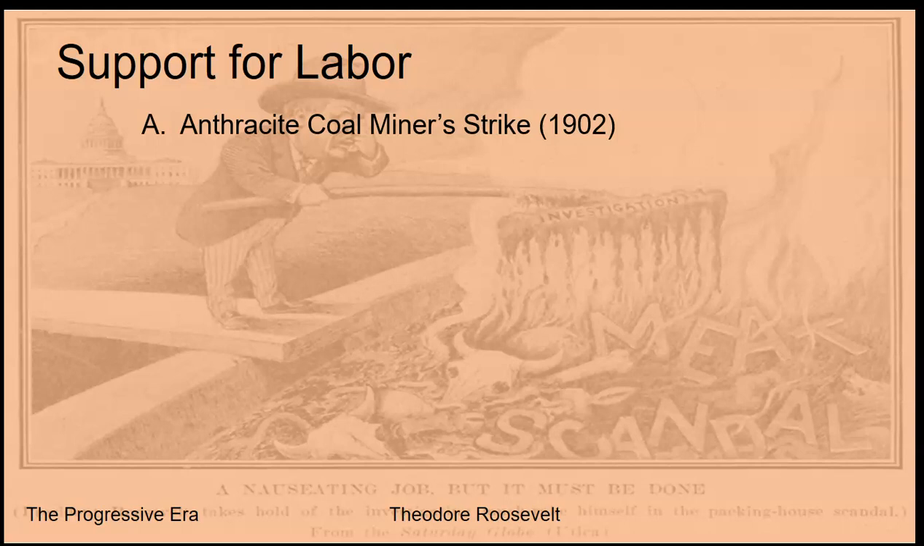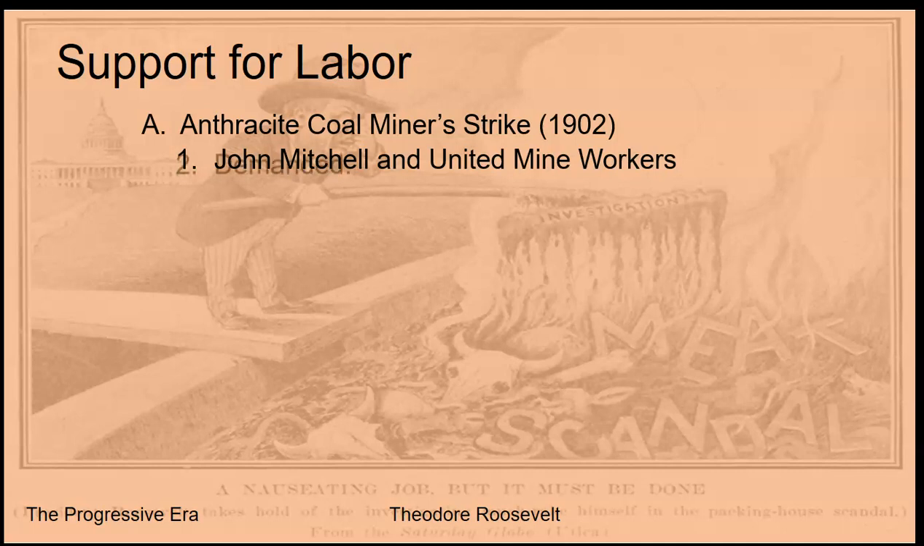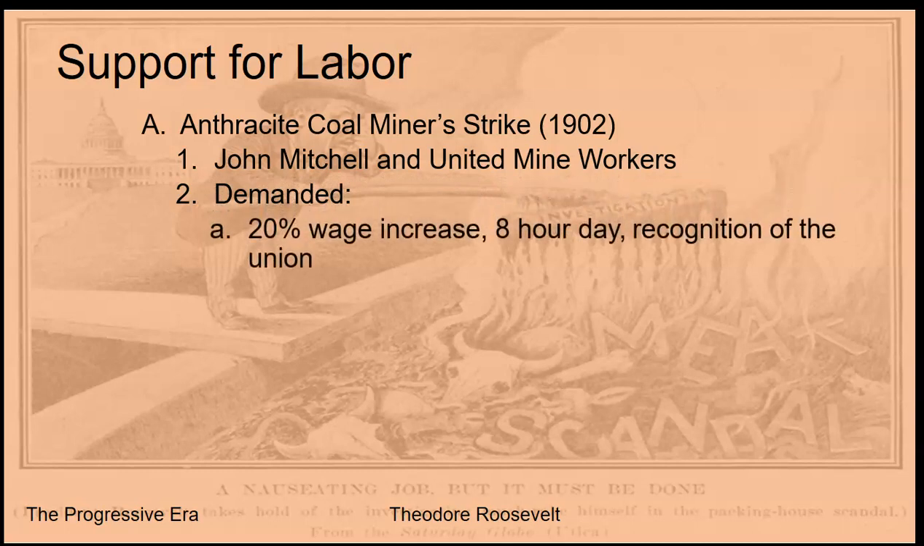In 1902, there's something called the anthracite coal miners' strike. It's a specific type of coal, and thousands of these coal miners go on strike, led by John Mitchell and their big union, the United Mine Workers. Okay, so many different workers from many different businesses go on strike. Their demands were pretty simple. They wanted a 20% wage increase, they wanted the 8-hour day, and probably most importantly, they wanted the businesses to recognize and therefore begin to negotiate with the union in contract disputes.